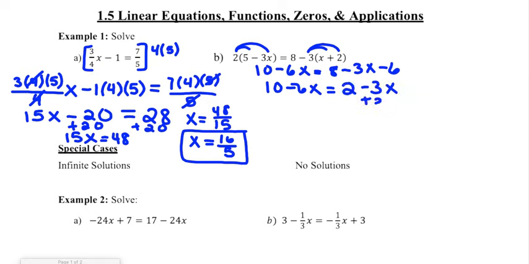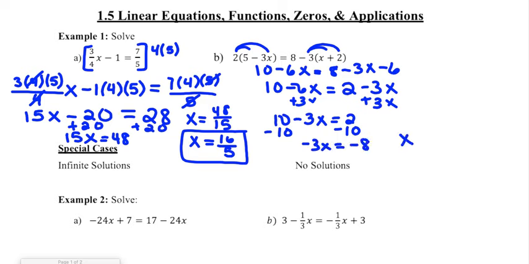I'm going to add 3x to both sides. How about 10 minus 3x equals 2. Subtract that 10. Negative 3x equals negative 8. Divide by negative 3. x is positive 8/3.